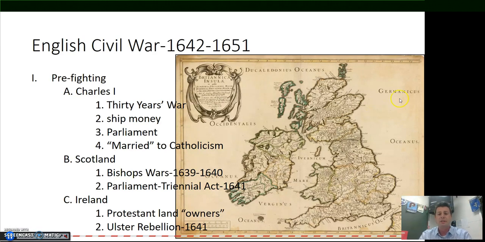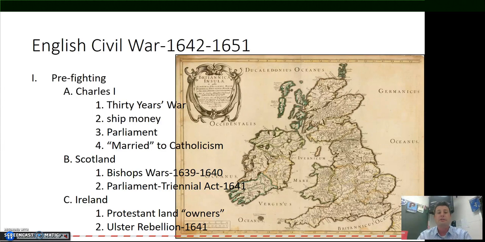We had some Protestant landowners from Scotland make their way over here to Northern Ireland, in an effort to limit Catholicism there in Ireland. Obviously, the Irish don't take kindly to that, and we have the Ulster Rebellion in 1641. This part of the Isle of Ireland is Ulster, and that's going to be where the major fighting takes place, even up through the 1900s in the time period known as the Troubles between Catholics and Protestants.